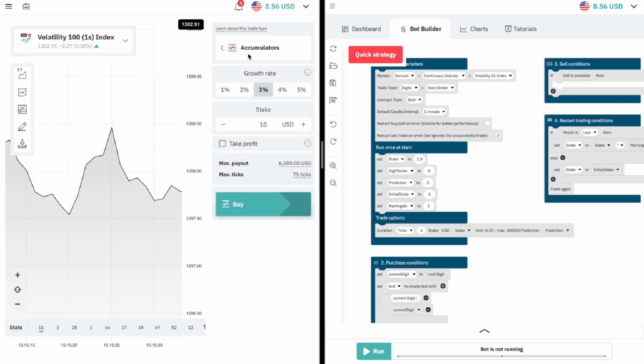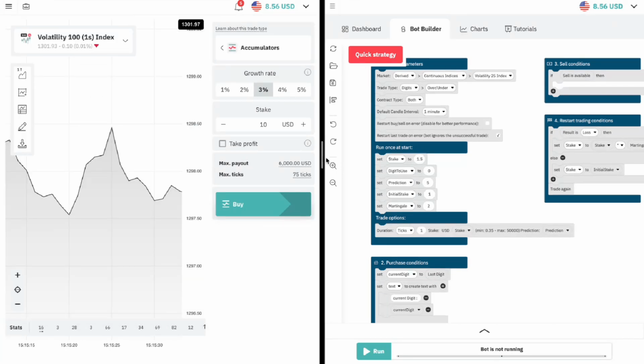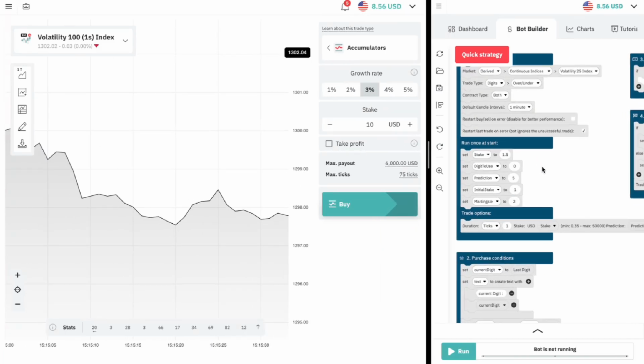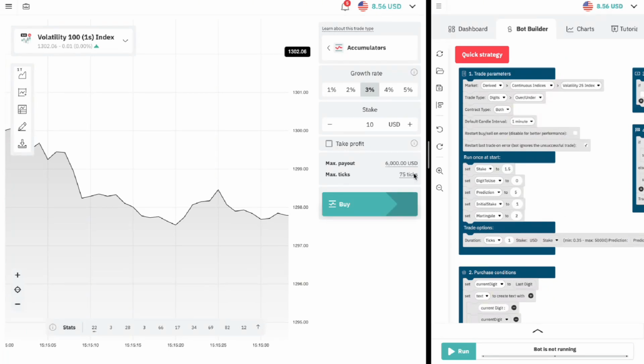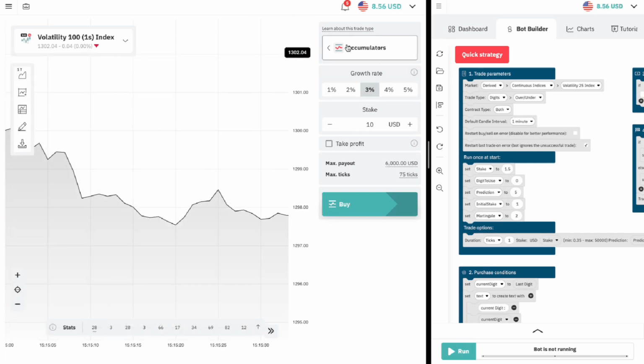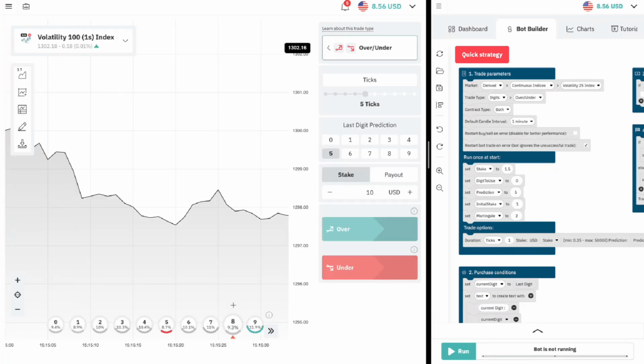That's it. So let's try and find a market. We are on accumulators here. Let's just move this. These are the sidebars we can minimize as much as possible, so there's no worries there. We are at volatility 101s, so I'm going to leave it at that. This is the accumulators market, but I don't want to use accumulators. I'll go to over under because I want these digits.